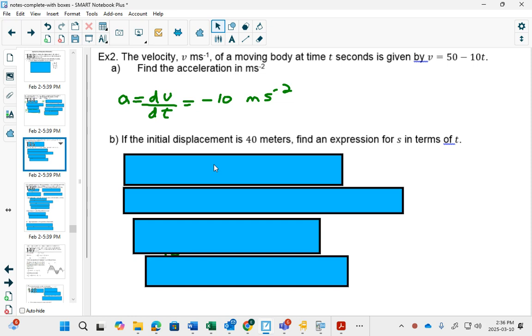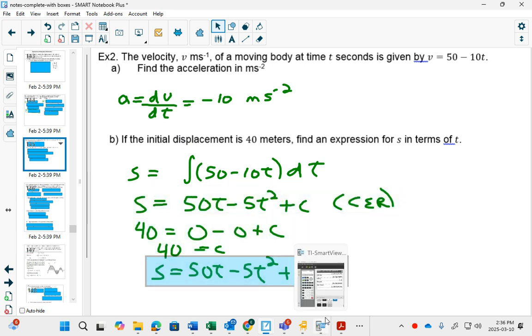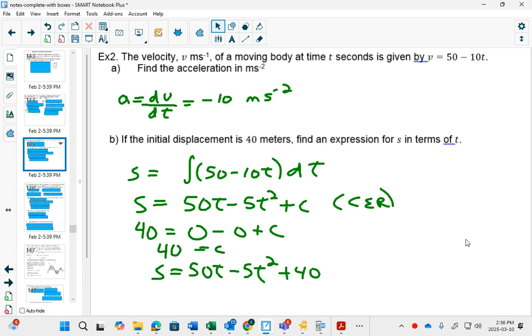So if you're going from velocity to acceleration, then you take the derivative. And if you want to go from velocity back to displacement, we have to integrate, and we have to solve for c, and you get a c value of positive 40, sorry.